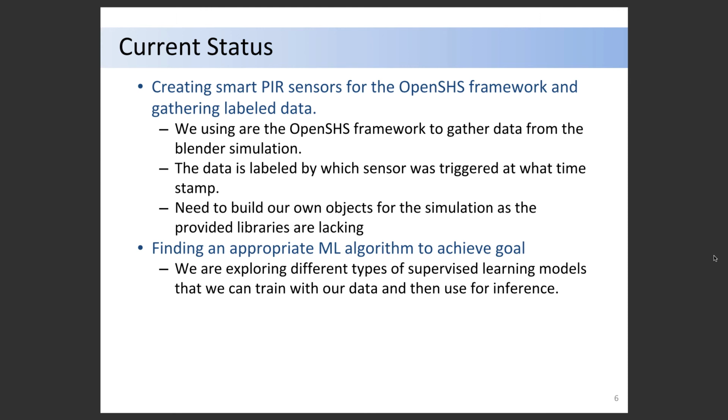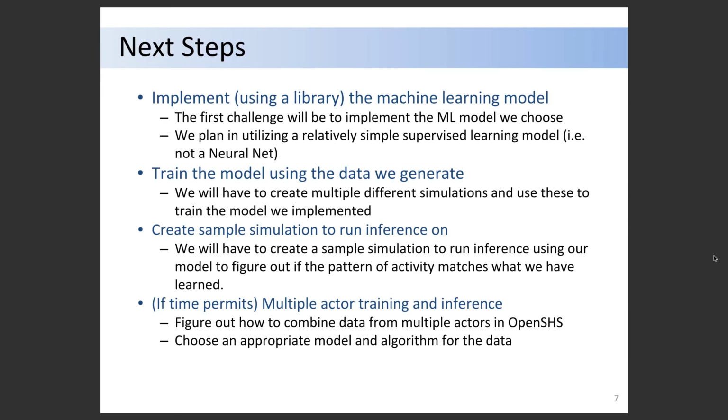And the other thing we're working on currently is to find out which machine learning algorithm is appropriate, whether it's the Markov model or the random forest. So we're trying to figure out which one of those two is better suited for our data set. For the next steps, once we decide which model is better, we'll have to implement it, hopefully using a library.